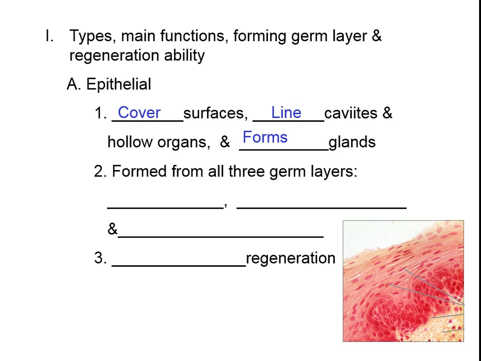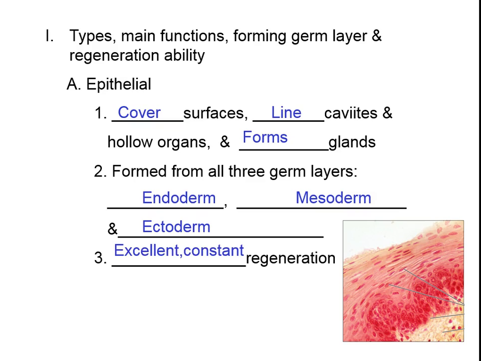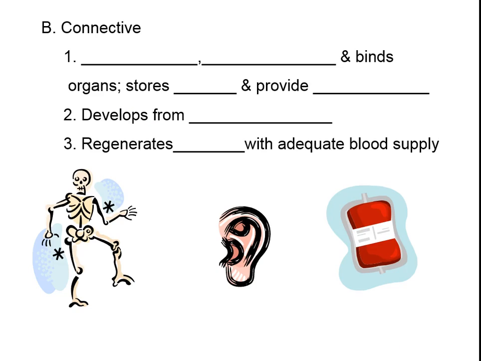So what germ layers does epithelium come from? Well, since it covers, ecto; since it lines, endo; and since it's glandular, mesoderm. It comes from all 3. Epithelial tissue can regenerate very, very well. It's constant. Since it is covering surfaces and protecting, as it sloughs off, it has to be replaced. So it has constant and excellent regeneration.